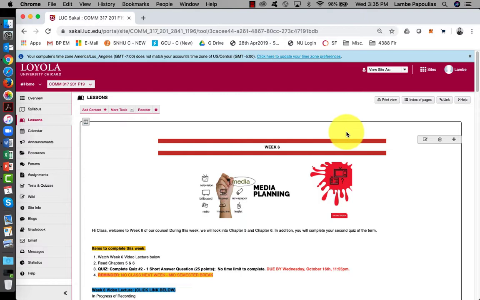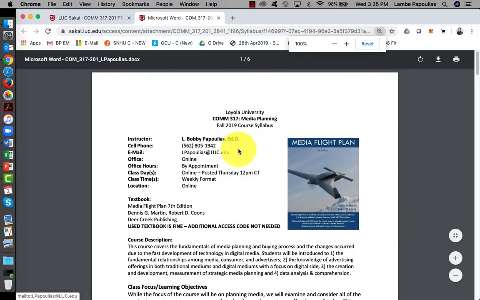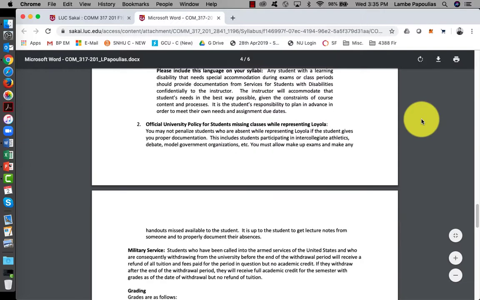During this week, we're going to take a look at chapters 5 and 6. In addition, you are going to have your second quiz to complete for the term. Keep in mind, I'd like to go over the syllabus to discuss what's going to be completed in the next couple of weeks.